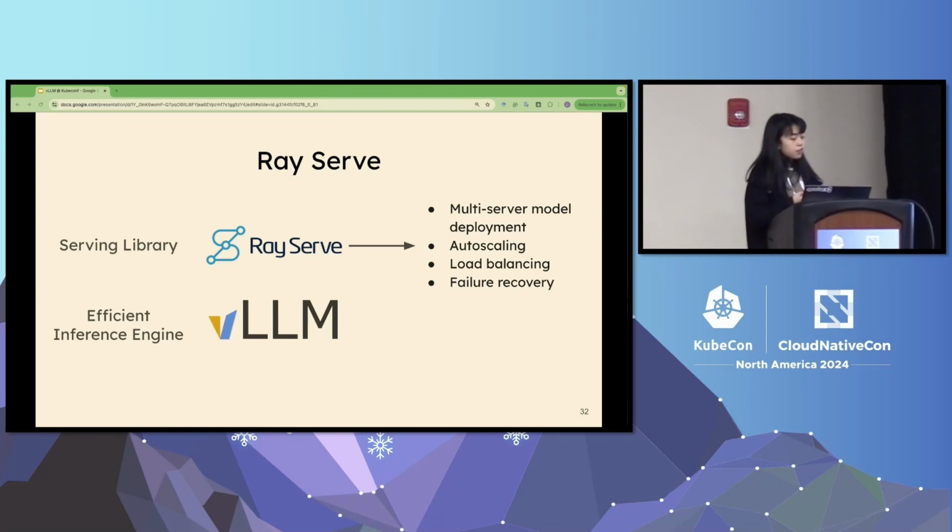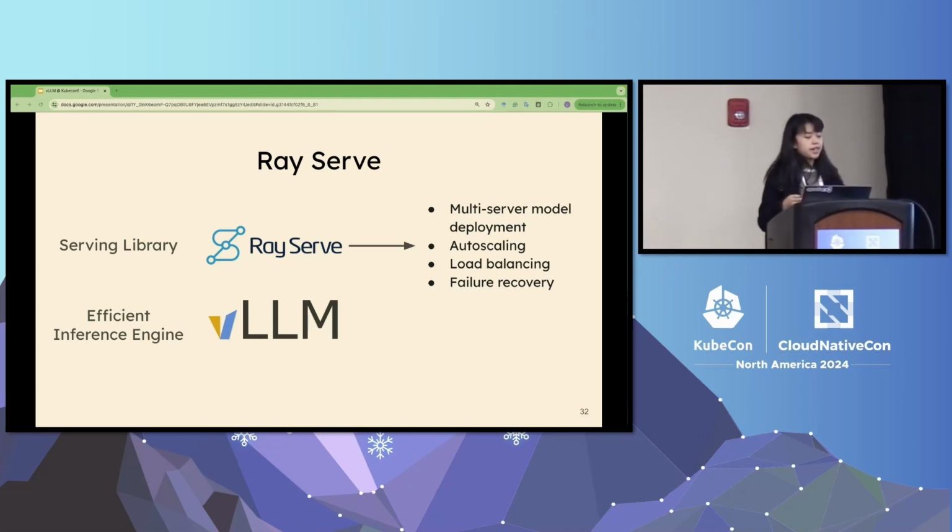So after you train the model, you want to do the serving. When you want to do the serving, you will use Ray Serve. So what is Ray Serve? Ray Serve is a serving library. It can provide the infrastructure to deploy and manage ML models in production. More specifically, it provides some important features.